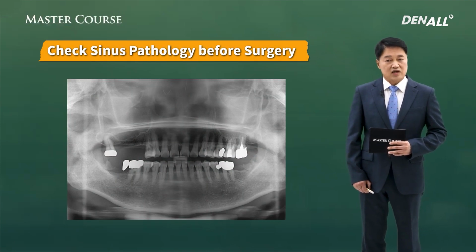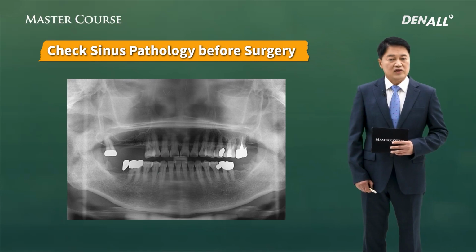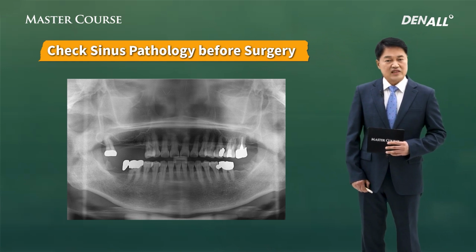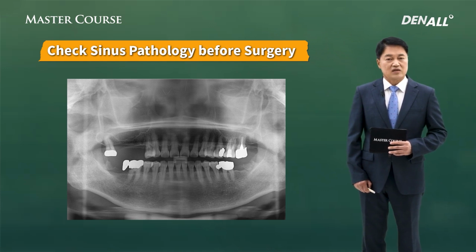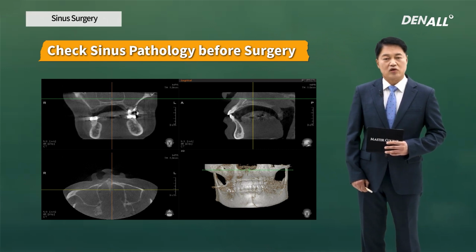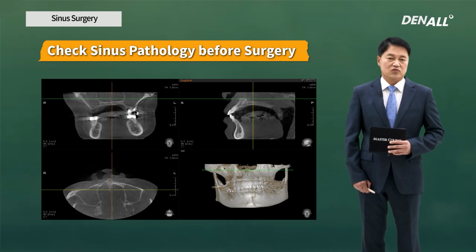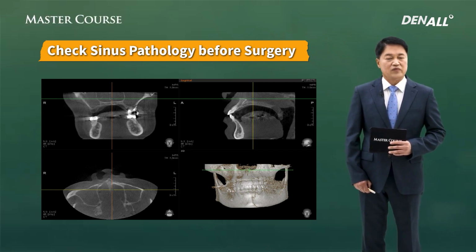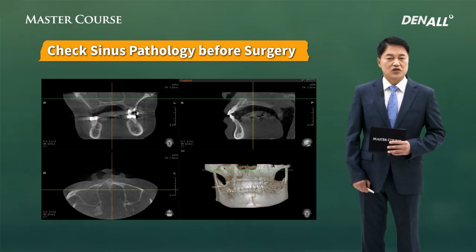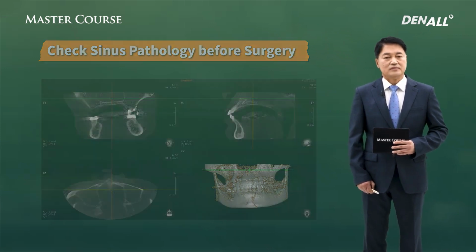Let's look at a case. The patient came in for implant placement in the upper right quadrant. You can see that there's not a lot of bone, so I thought bone graft was necessary and took CT. The entire sinus wall looked radio-opaque. Sinus surgery along with bone graft can lead to failure in this state. I sent the patient to ENT to treat the sinus first before implant placement.